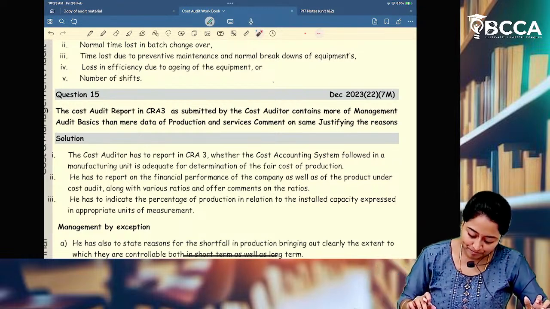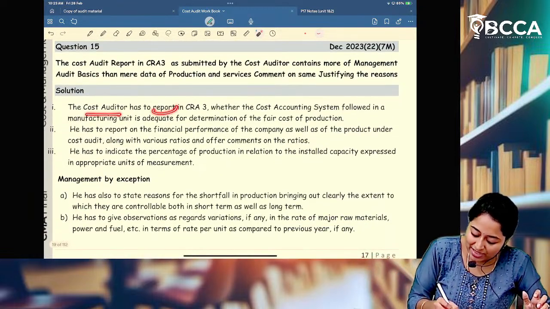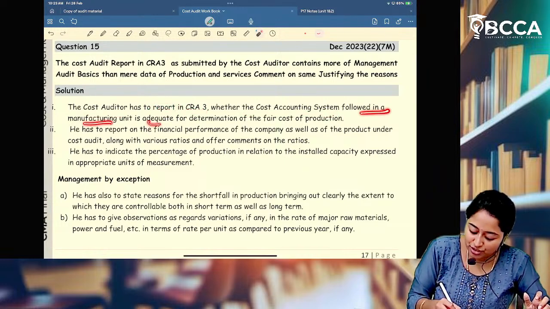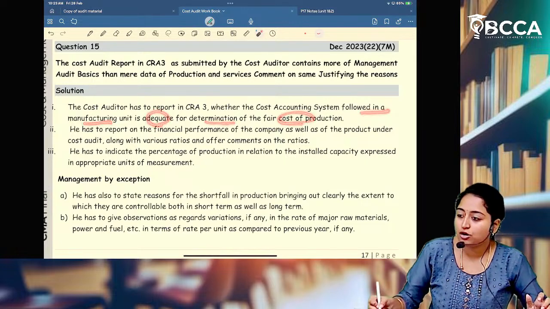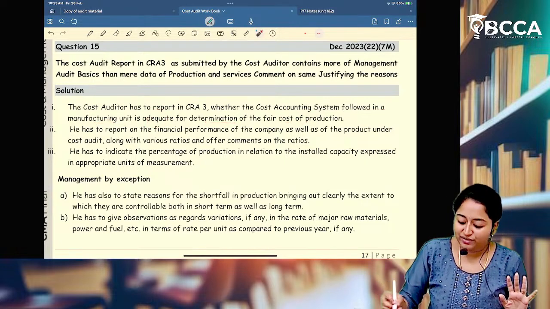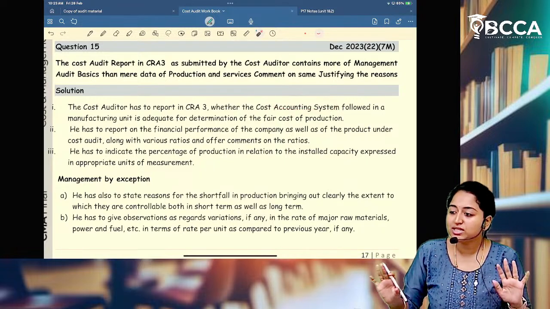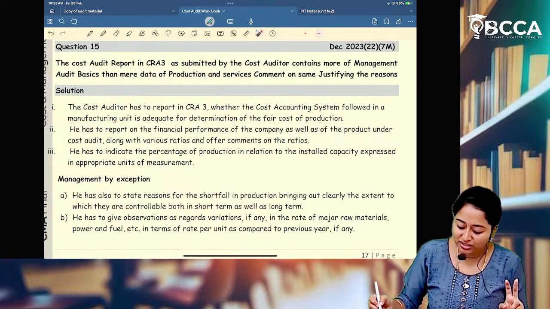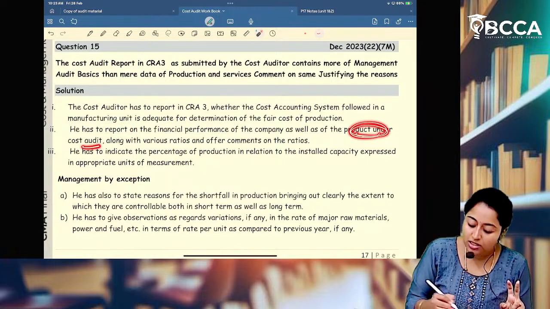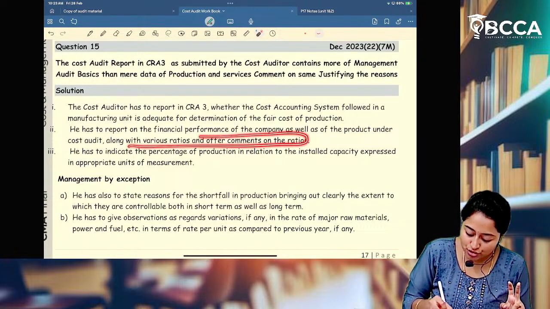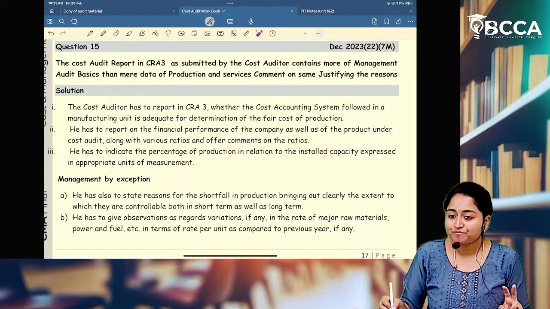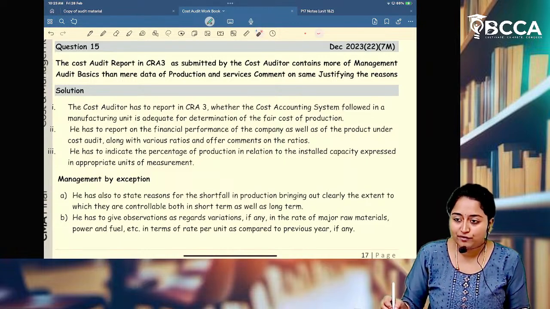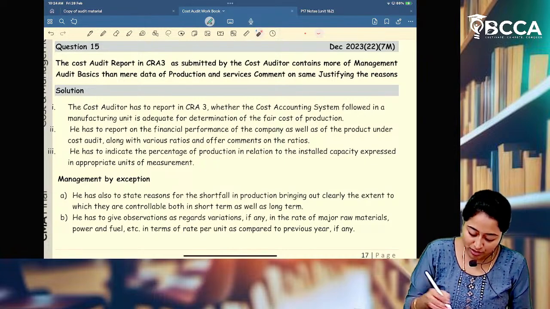They are asking. So the answer is, the cost auditor has to report in CRA3 whether the cost accounting system followed in the manufacturing unit is adequate for determination of fair cost of production. First, we will verify whether the cost accounting system followed is true or not. Second, he has to report on the financial performance of the company as well as the product under cost audit, along with various ratios, and offer comment on the ratios. He has to check the financial position and give his opinion on those financial statements, whatever the cost statements are.